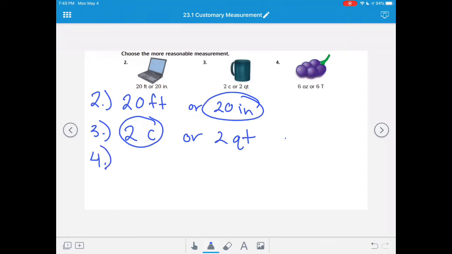Number 4, some grapes. Would that little bundle of grapes be about 6 ounces or 6 tons? Well, that one is the most ridiculous comparison I have ever seen. Remember, tons would be a measurement to measure very heavy objects like elephants, vehicles, airplanes, that sort of thing. So definitely ounces would be better to measure your fruit with.